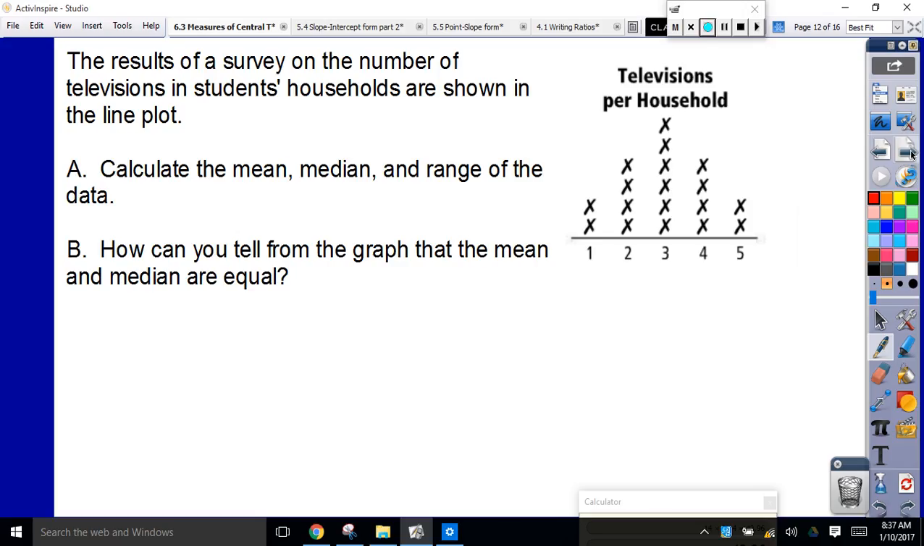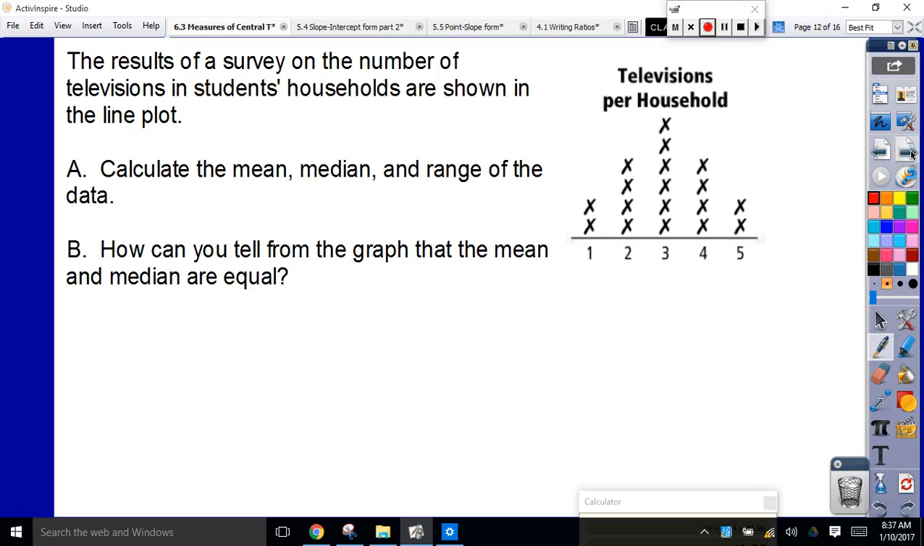Okay, take a look at this. This is a slightly different spin on this. We have a line plot instead. Line plots are just like dot plots, except instead of dots, they have a line and X's. It's the same idea. It says the results of a survey on the number of televisions in students' households are shown in the line plot. It asks us to calculate the mean, median, and range of the data, and then also asks how we can tell from the graph that the mean and median are equal.